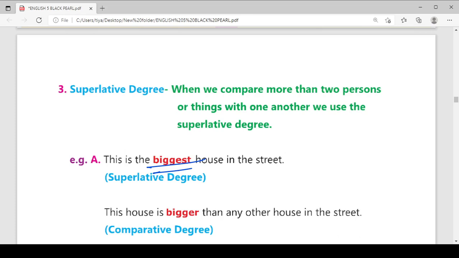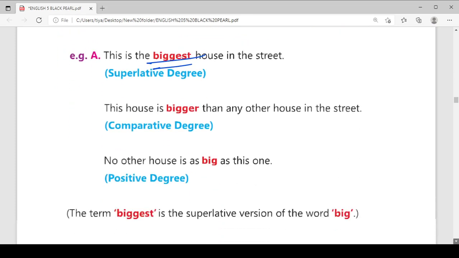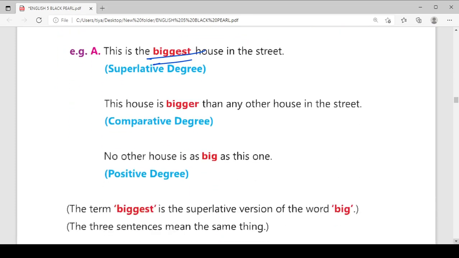This house is bigger than any other house in the street. So this is the comparative sentence, and the meaning is not changed. Or when we want to use the positive degree: no other house is as big as this one. So please try to understand that whenever we need the superlative degree, use the superlative degree. When we want the comparative degree, you can say nobody is bigger than or smaller than. Please remember this.